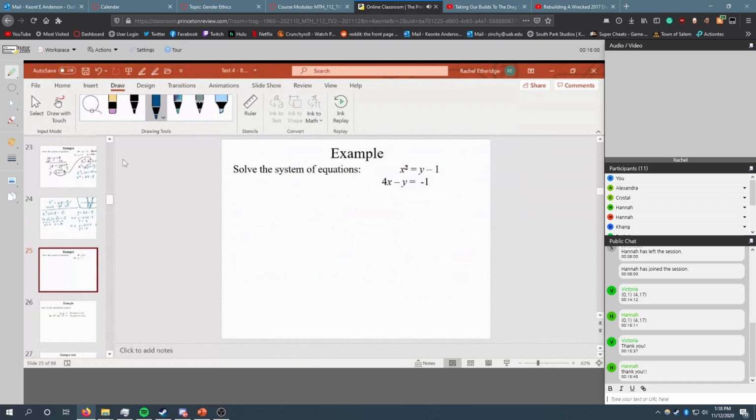All right, so I'm going to work on this one. I could solve it the other way. I don't necessarily have to solve the linear equation for y, but normally we find that that's the easier way to do it.